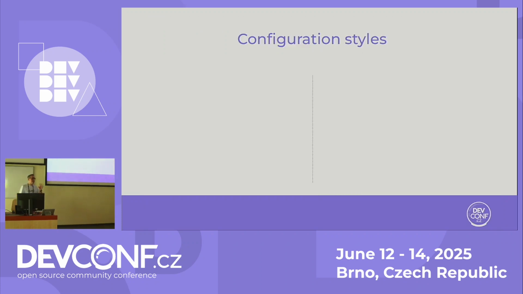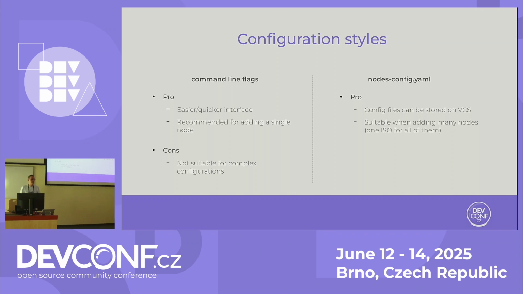So this is just to give you the idea that the approach offers two different configuration styles. One is the command line flavor, which is obviously more recommended for when you want to quickly add a single node, and maybe you don't want to bother too much. And the other flavor is the file-based approach, which is more suitable for handling more nodes, can be saved on a VCS, and of course it's easier to put complex configuration for the node there.